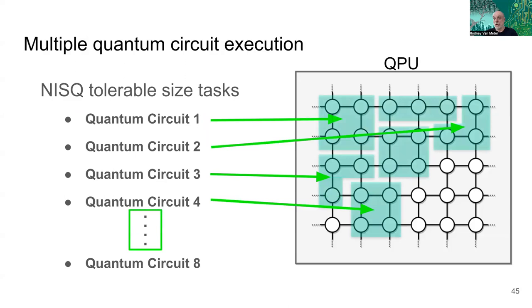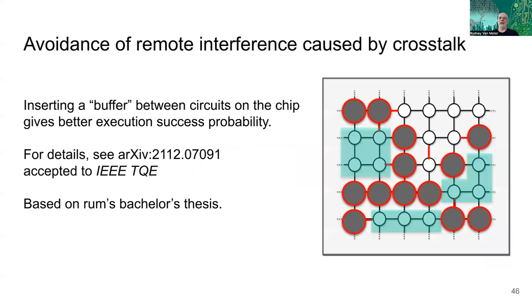Challenge is that you get crosstalk, you get interference from one application to another. And so what we propose is to actually add a buffer ring around the individual programs, and that actually cuts down the crosstalk between them. And this paper has been accepted and published in IEEE Transactions on Quantum Engineering. So if you're interested, by all means, take a look.